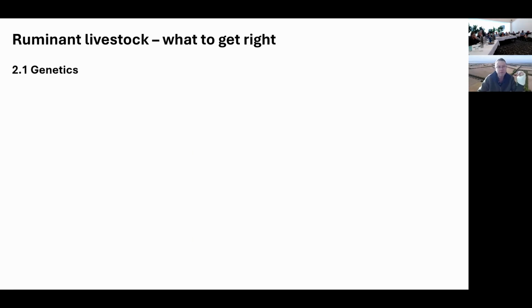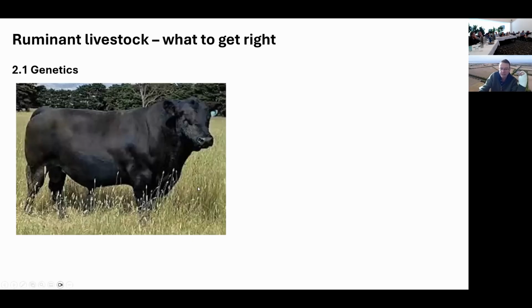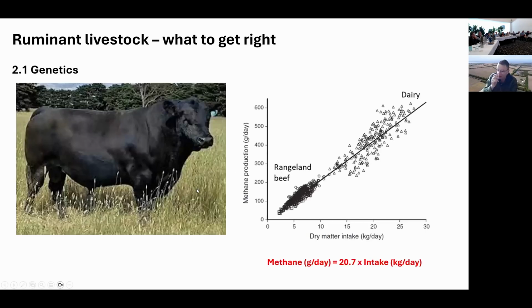The second one, so that was the plant side of it. So that's manipulating the farm, the feed base we're manipulating. If we go across to the individual animals and think about what our opportunities are, there is quite a bit of work being done around genetics at the moment. I've flashed this graph up before, and people probably didn't take too much note of it, but on the beef side of it, the calculation of methane is 20.7 times intake. And this is an international standard that they use, and it's based on this line.